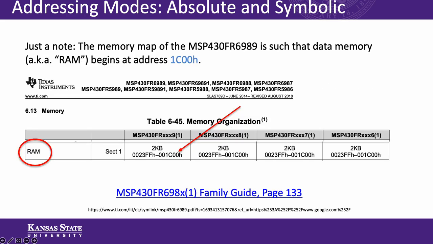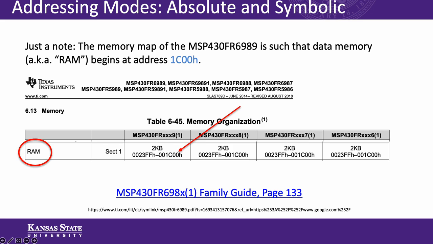Okay, the best way to go about learning absolute mode of addressing is with an example. Before we get to that example, I want to point out something that's very important now. We kind of sidestepped it a little bit, but we can't any longer. The MSP430F6989 begins its data memory at address 1C00 in hex. I know that because, again, I consulted the documentation, and there it is.